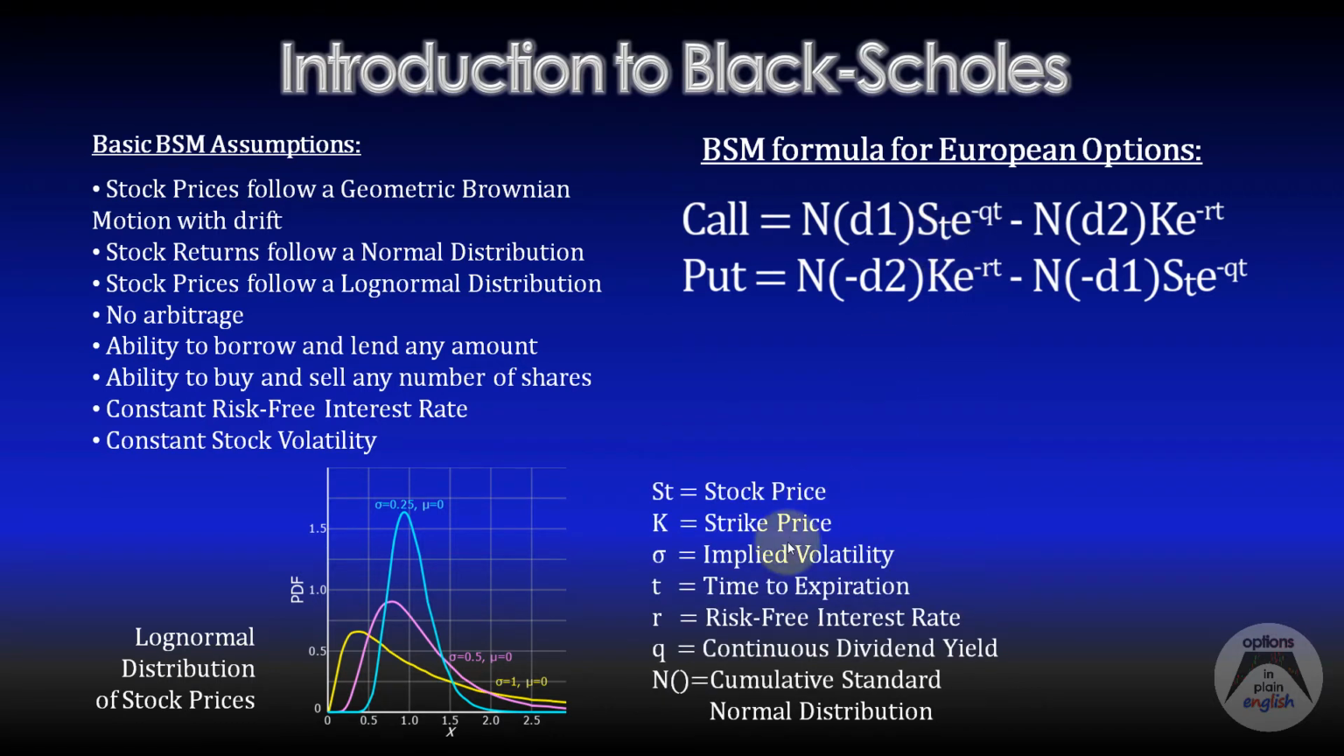So stock price is ST. K is the strike price for the option that we're analyzing. Sigma is implied volatility, the volatility of the underlying. In reality, you don't really observe the implied volatility. What happens is you look at the option price, and that option price makes this value of implied volatility observable. So you can back it out of the price of the option by using this formula. So it's not something that you can observe.